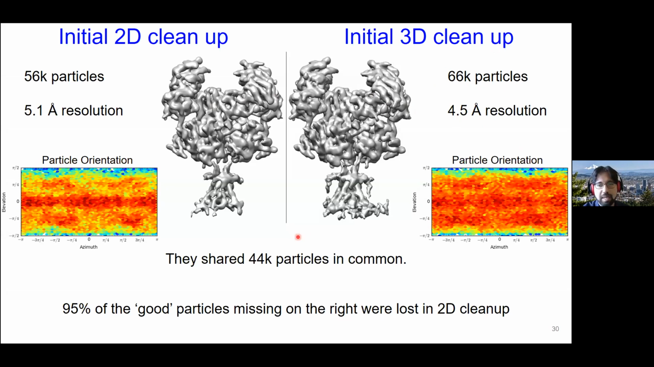Now, these two shared around 44,000 particles. So this means that this one had 12,000 unique particles. This one had 22,000 unique particles. And when we trace the origin of where these particles were lost, out of those 22,000 unique particles, 21,000 particles were lost in that initial round of 2D classification. And that's even though I tried to pick as many classes as looked like they might even have my receptor in there. So yeah, 95% of the good particles were lost in 2D classification.